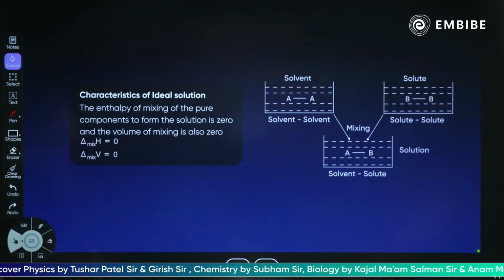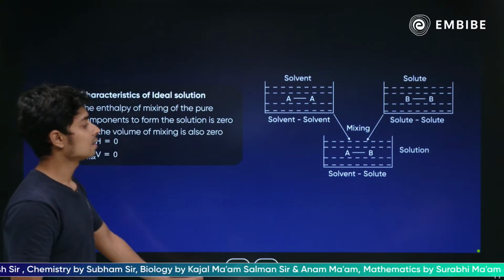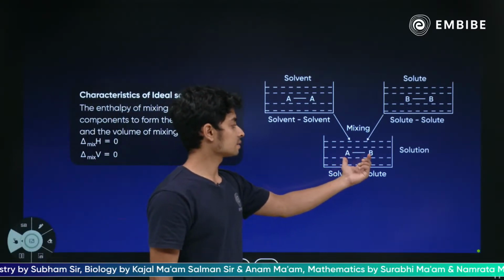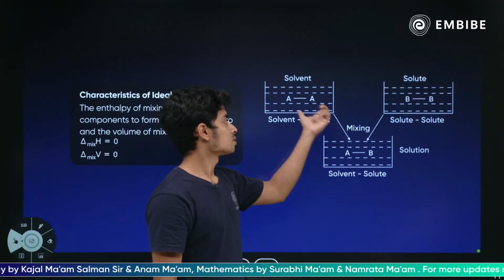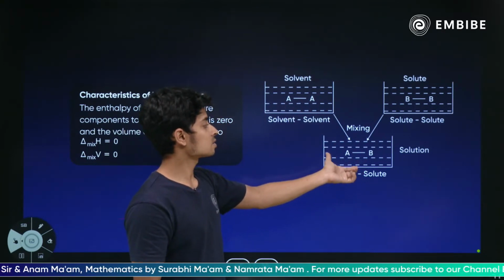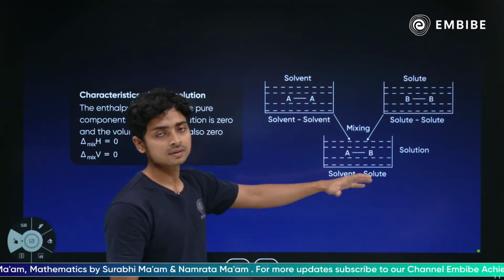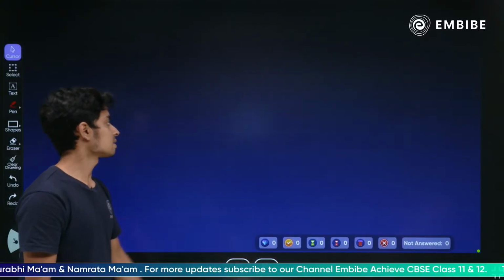Characteristics of ideal solution: enthalpy of mixing of pure components to form the solution. This is what I explained in the last slide. A and B, the interaction forces of attraction between A particles and B particles: if the A-B interactions are as strong as the A-A and B-B interactions, then you will say the solution is ideal. I explained this in the last slide.